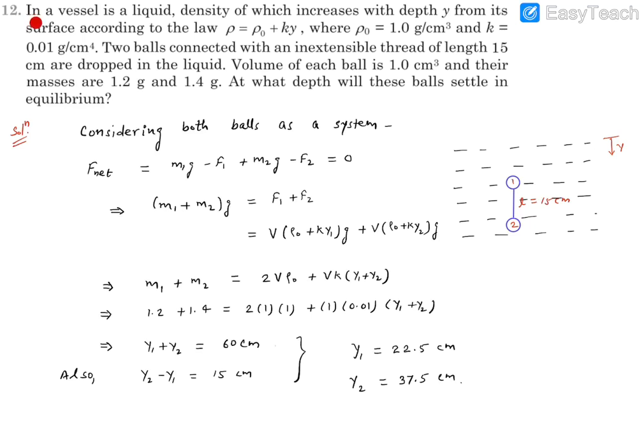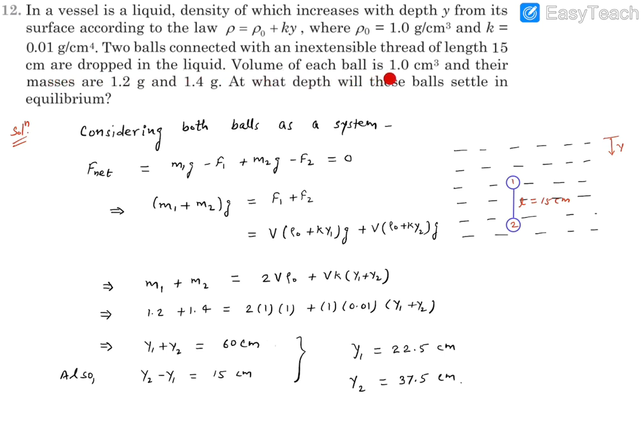Question number 12, it reads: in a vessel is a liquid, the density of which increases with depth y from its free surface according to this law, rho is equal to rho naught plus ky, where rho naught is a constant 1 gram per cc and k is 0.01 gram per centimeter per 4. Two balls connected with an inextensible thread of length 15 centimeter are dropped in this liquid.